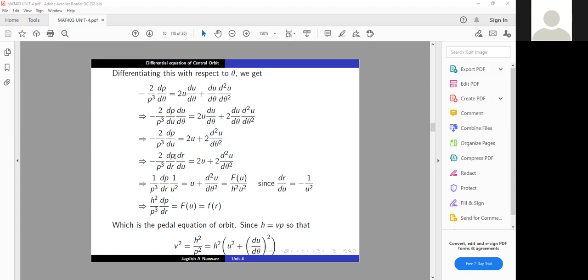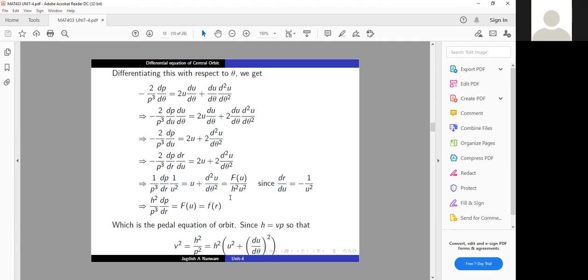Now again, this p is a function of radius vector, so we can write in this way by chain rule, and we know that dr by du is nothing but minus 1 upon u square, and therefore we use this value in the left hand side. So minus minus will be plus, and we have left hand side as this 1 upon p to the power 3 dp upon dr 1 by u square is equal to u plus second derivative of u with respect to theta. So we can take 2 common from the right hand side also, and that 2 vanishes with this 2, and we have finally this equation.